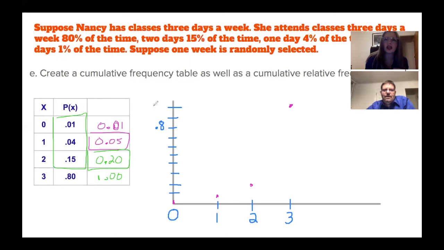So this one should end at 100% because by the end you should have accumulated all the probabilities. And then connect the dots. Are you connecting? I'm connecting. Sorry, I can't draw a straight line to save my life.